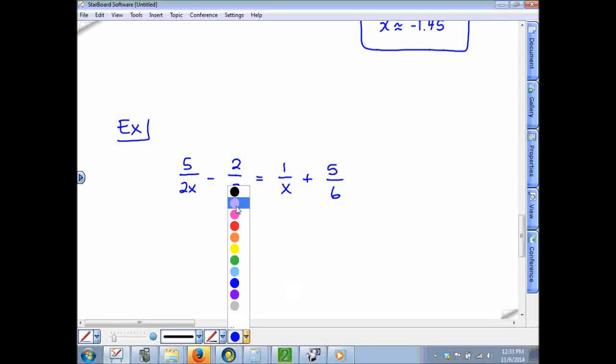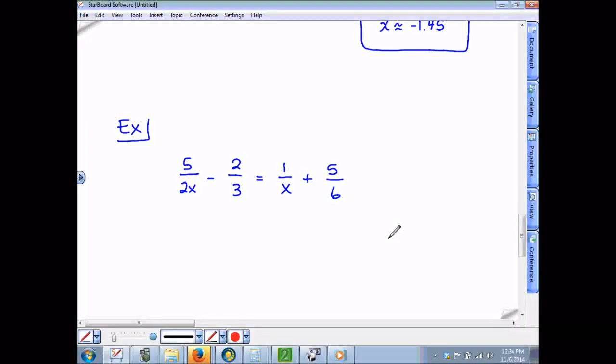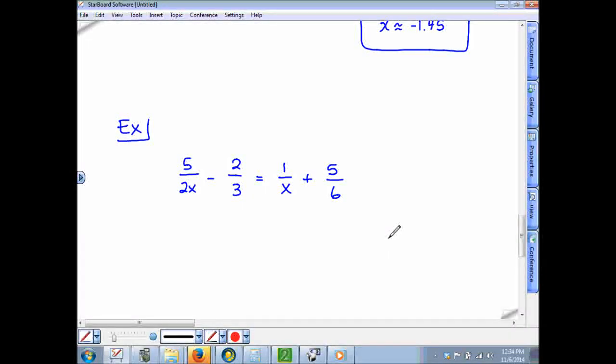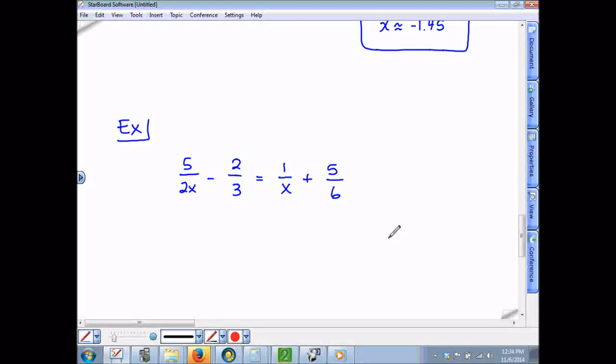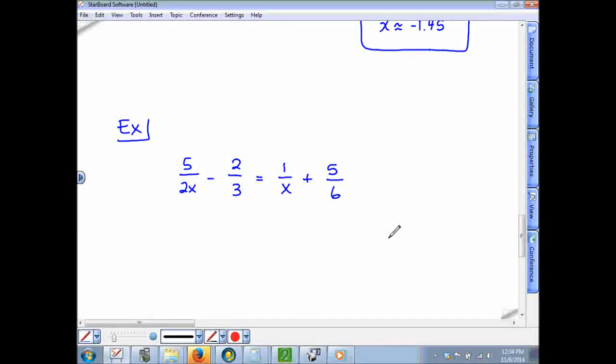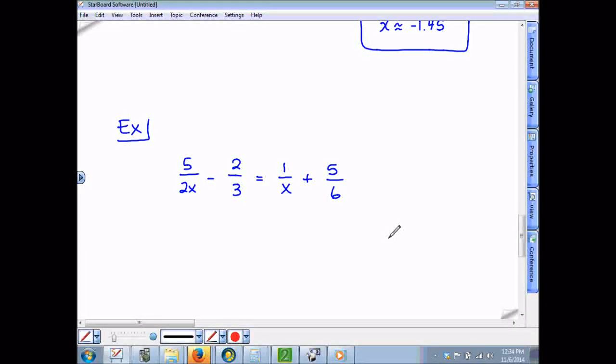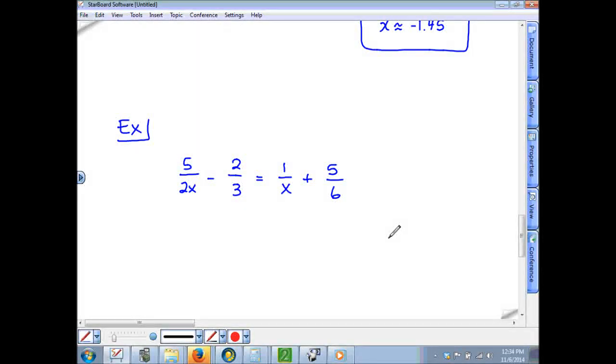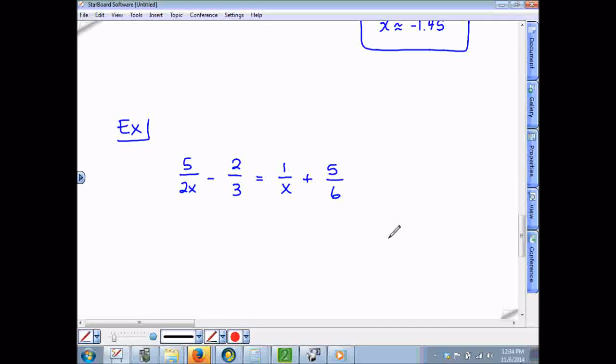Alright, I got my numerators all set. Okay, I want you guys to get in a small little group around you and see what happened with this problem. See what people around you got. What's happening over here?